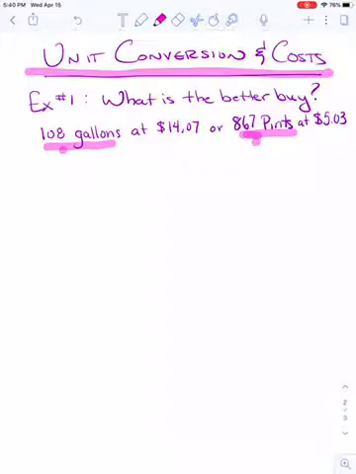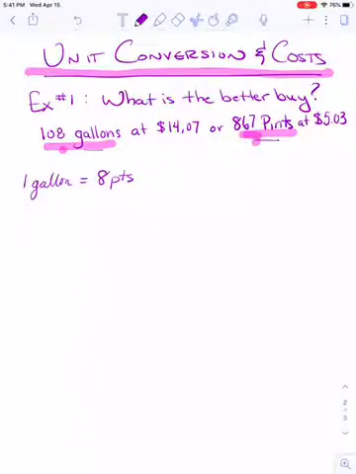So the first thing that we need to do is to convert them so that they are the same units in order to be able to find the unit rate. If I look at them, I'll notice that gallons are bigger than pints. And I actually should know how many pints are in a gallon. So in 1 gallon, that is 8 pints, okay?